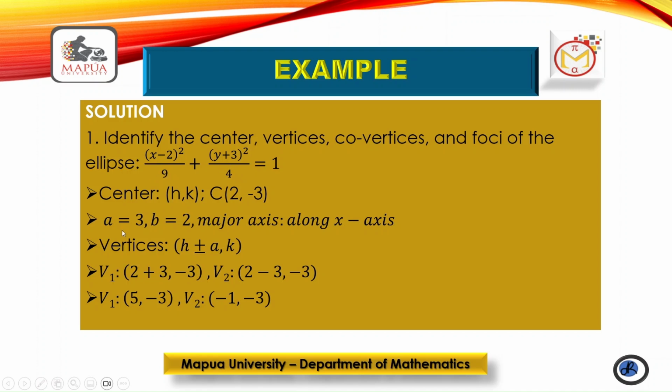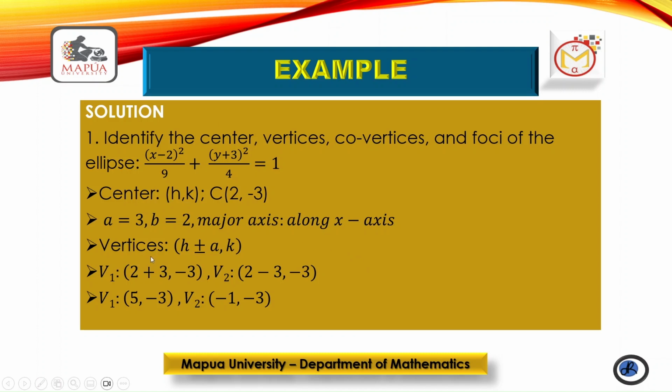To find a, the square root of 9 is 3, and to find b, the square root of 4 is 2. Since 9, the divisor of (x minus 2) squared, is higher than 4, our ellipse is a horizontal ellipse, meaning the major axis is along the x-axis or parallel to the x-axis.